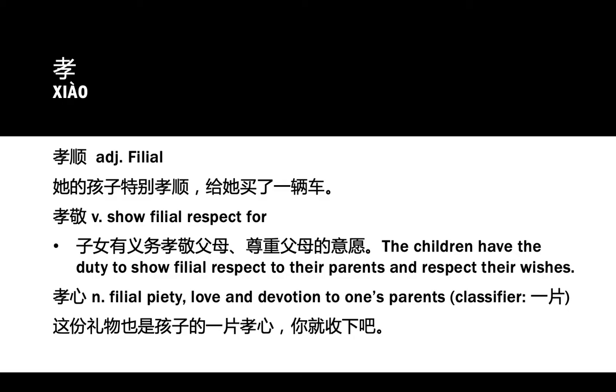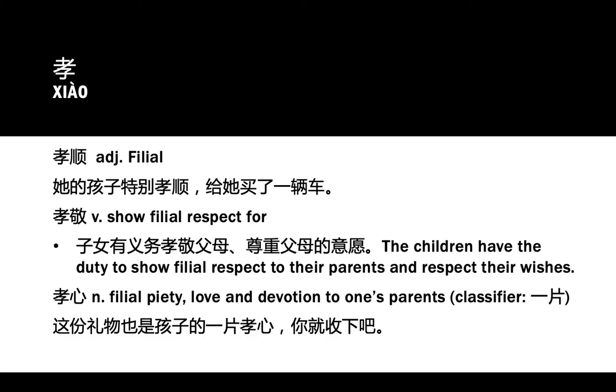So, related to this character xiao, there are three vocabularies that we need to know now, and you have to know how to use them. So, as an adjective, it's 孝顺, meaning filial. So, for example, 他的孩子特别孝顺，给他买了一辆车。Her child is very filial, and he bought her a car. 这个是中国现代 in modern China how the children show filial respect to their parents, but it's not necessary that you have to buy a car for your parents. It's just a way that you show your filial respect to your parents.